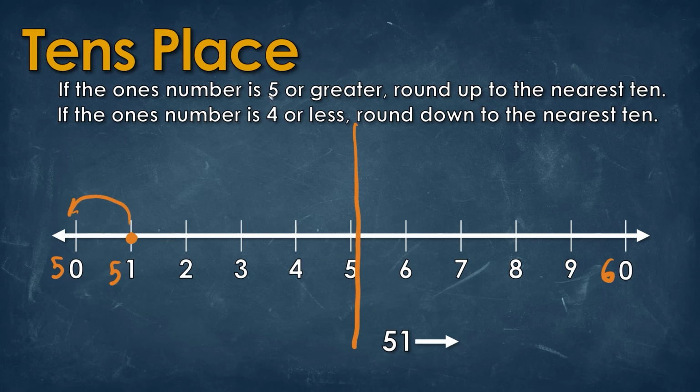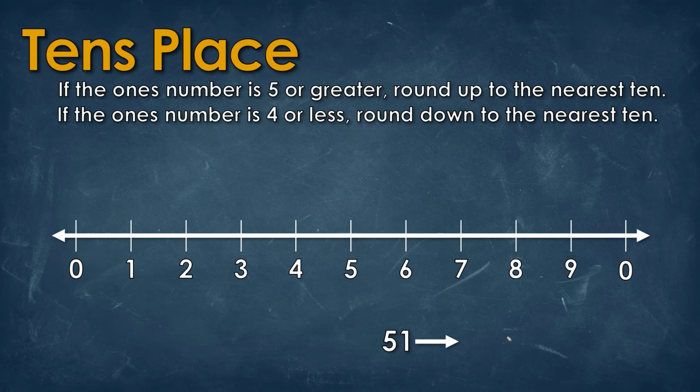Okay, is that the same here? Is it 5 or greater? Well, the ones value is a 1. Well, 1 is a lot less than 5. Is it 4 or less? Yes, it is. So we are going to round down. So that stays at 50.